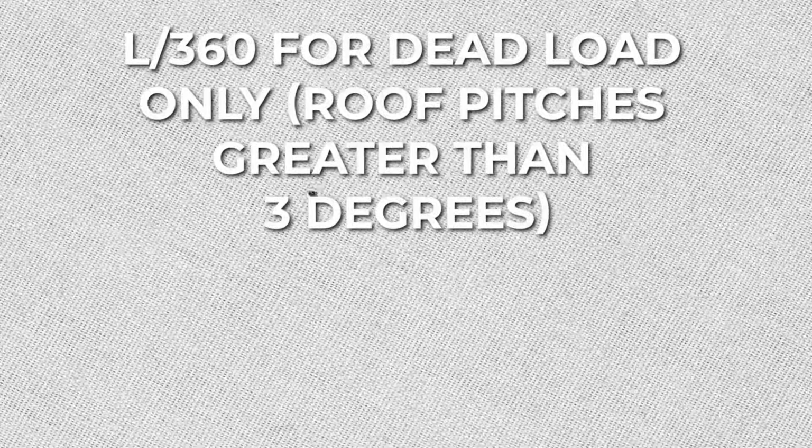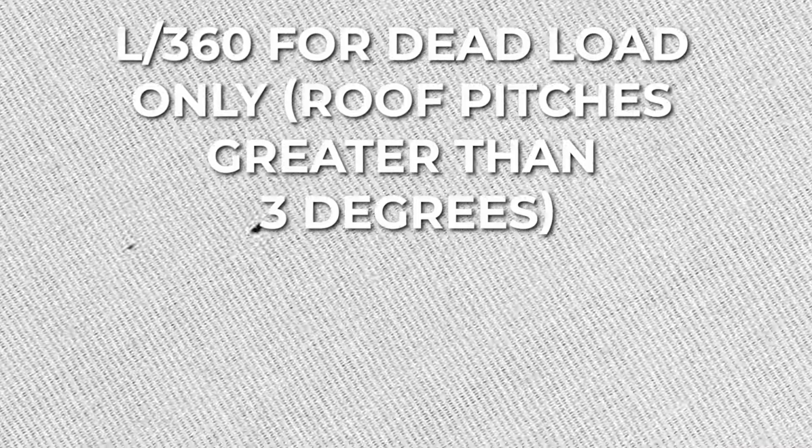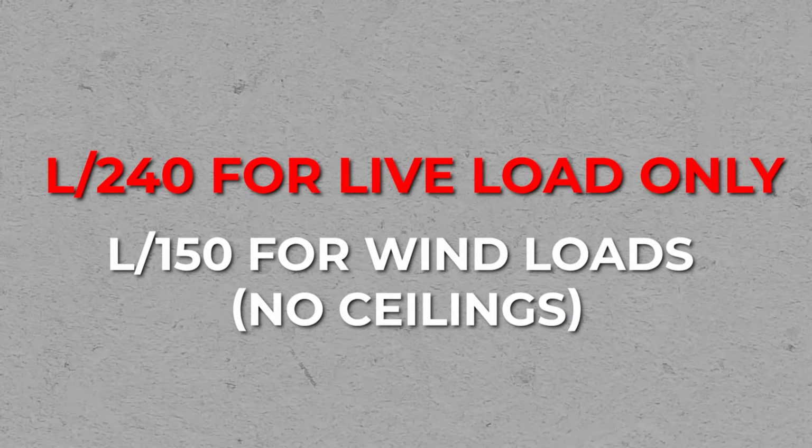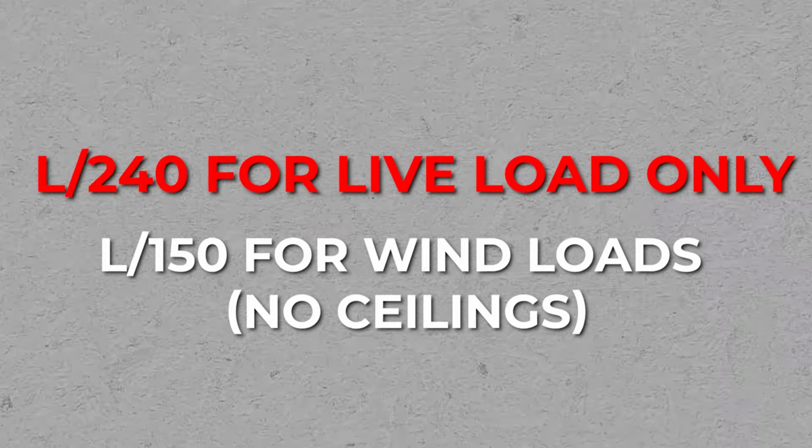I usually follow the book Design of Portal Frame Buildings, which states that the rafter deflection limits should be span divided by 360 for dead load only for roof pitches greater than 3 degrees, span divided by 500 for roof pitches less than 3 degrees, and it's important to check for water ponding in this case. If your rafter is too flexible, water can pond on the roof and there will be leaking and corrosion problems. So I would personally avoid a roof pitch less than 3 degrees if you can. For live load only, span divided by 240, and for wind loads, span divided by 150 if there are no ceilings.